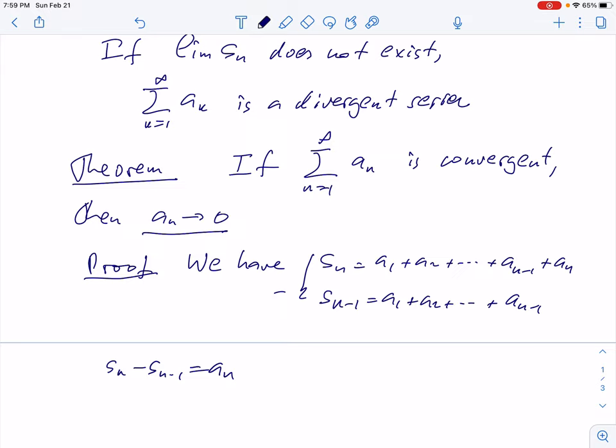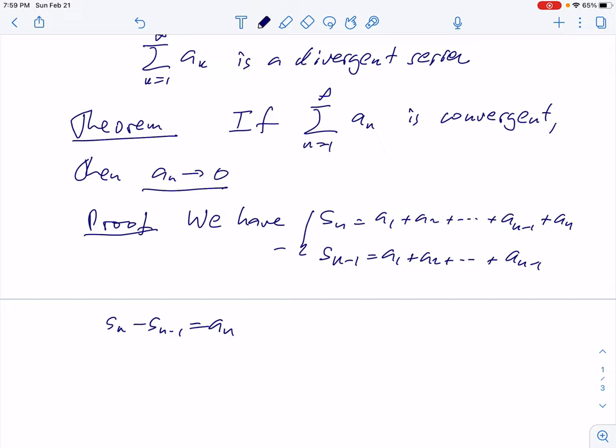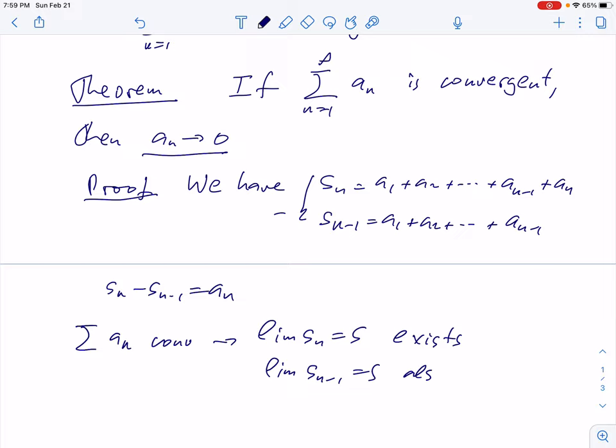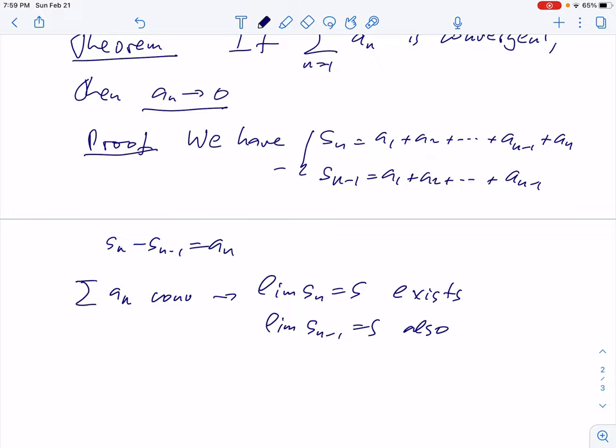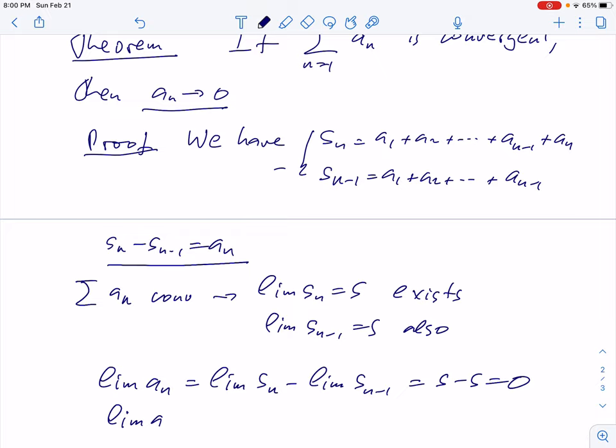And now when the series is convergent, this means that the limit of S sub n exists. Let's call it S. The limit of S sub n minus 1 is the same, because this is the same sequence, only the index is shifted, the limit doesn't change. So these two sequences both have limit S, and then I can write the limit of A sub n will be the limit of S sub n minus the limit of S sub n minus 1, because A sub n is the difference of these two sequences, and the result will be S minus S, which is 0. So the limit of A sub n equals 0, that's what we wanted.